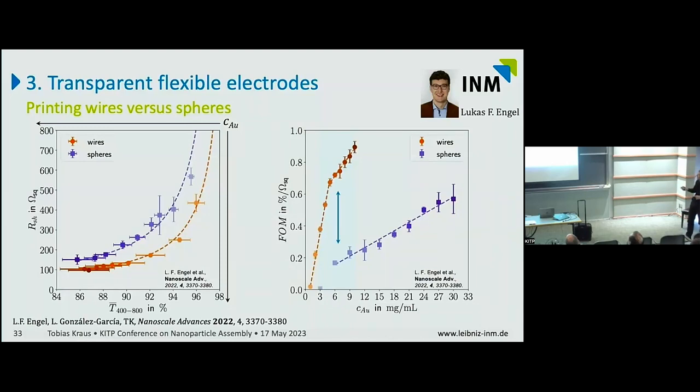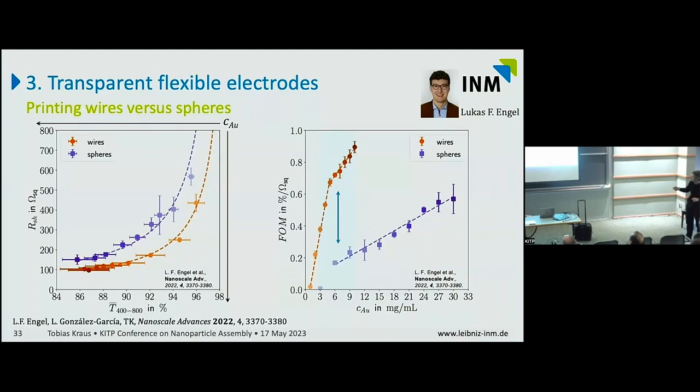And Lukas Engel has looked at this in great detail, and there's much more that I cannot tell here, but one thing that you can, for example, ask is, if you take a certain concentration of gold as wires or spheres, and you print electrodes, what is their conductivity as a function of gold concentration? And what is their optical transmission, say between 400 and 800 nanometers on average in percent? And you can see that these both change with concentration.